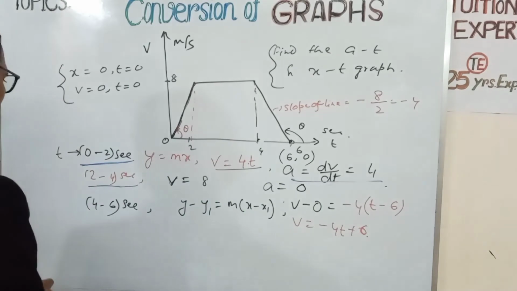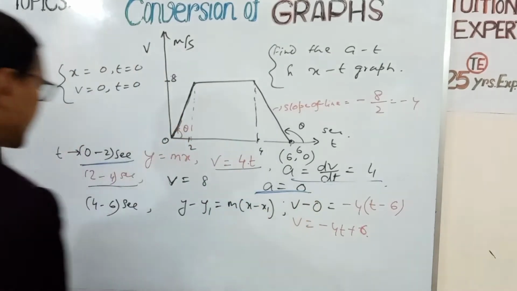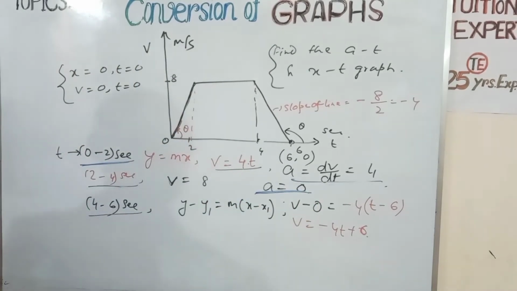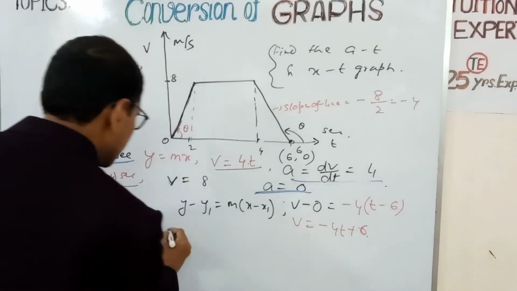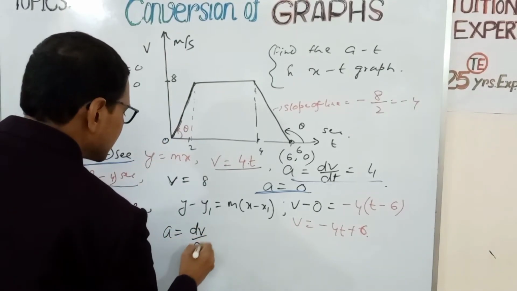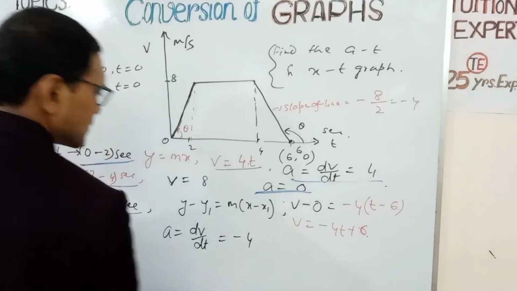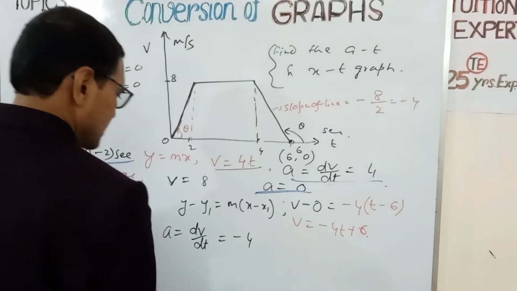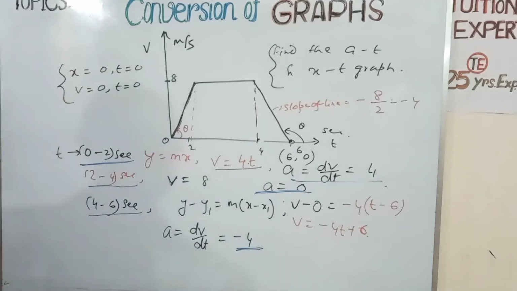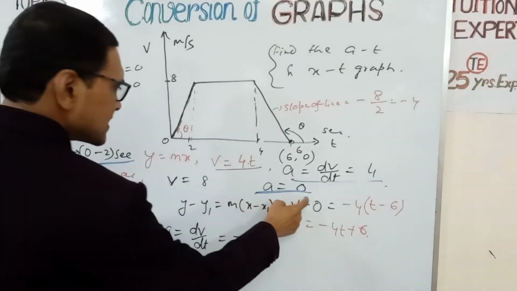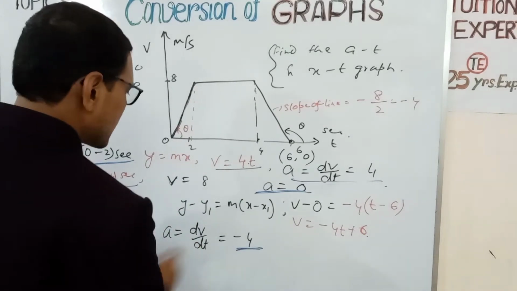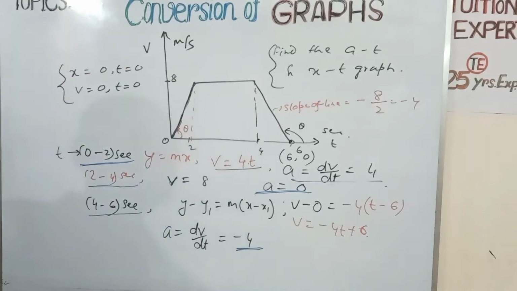So 2 to 4 second acceleration is 0, and 4 to 6 second, what is the equation? Equation is this, so acceleration equal to dv by dt, that is minus 4. So 0 to 2 second acceleration is 4, 2 to 4 acceleration is 0, and 4 to 6 acceleration is minus 4. So we can draw the AT graph.